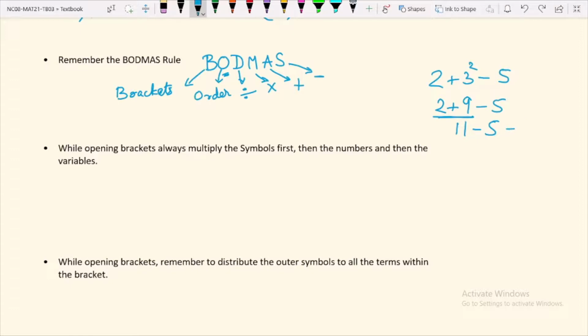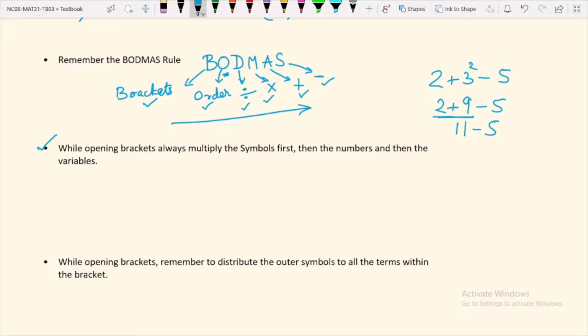So we have to always follow this BODMAS rule. You should remember that B is brackets. First we have to open brackets. Then we have to solve the order, means power. Next D for division. Next multiplication. Next addition. Lastly subtraction. This is the order of operation. This is the sequence in which we have to solve.